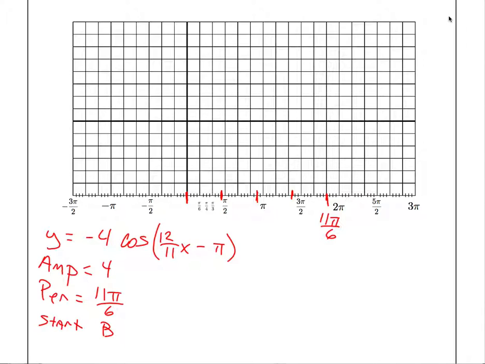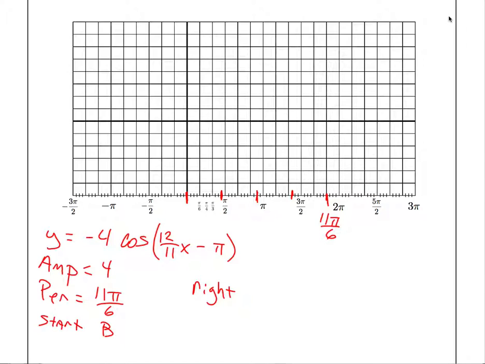All right. Now what? I'm going to the right. Okay, but it's not going to be pi. What's different about this problem versus the first problem we did? There's something in front of the x.